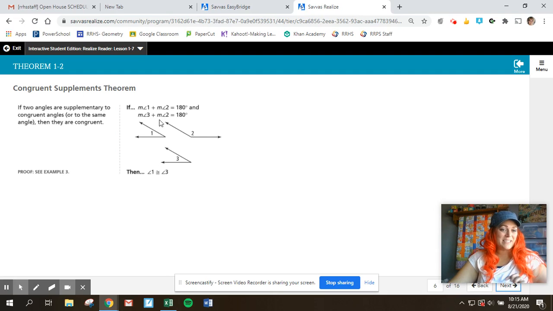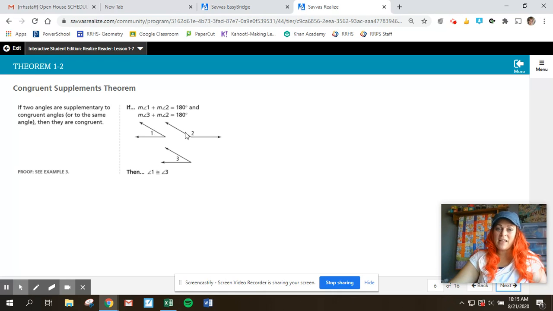But then it says 3 and 2 add up to 180. So 1 and 2, those are supplementary. 3 and 2 are supplementary. So think of it as kind of if these both equal 180, 1 plus 2 equals 180, 3 plus 2 equals 180, shouldn't these equal each other? That's the transitive property. So if I had that, I could think of addition, and I would set up just like we did the vertical angles theorem.